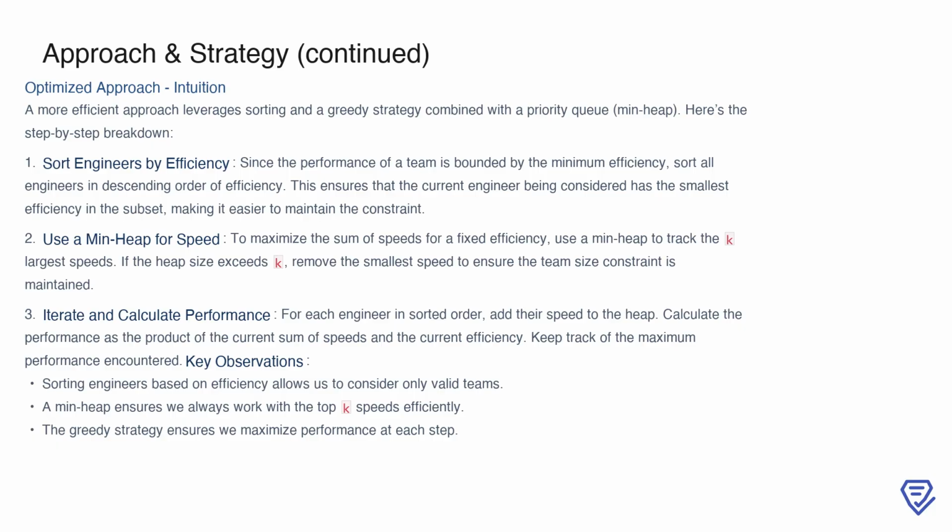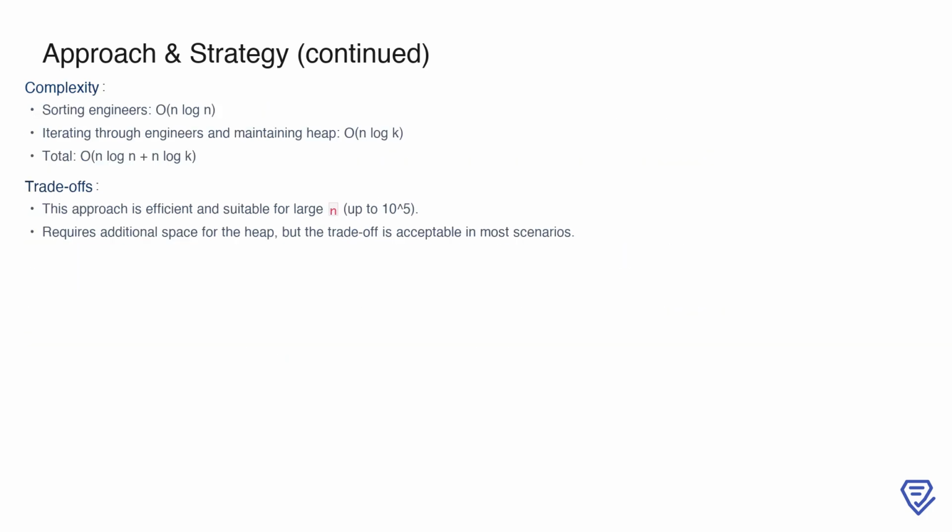This strategy is efficient because sorting simplifies the problem structure, the heap manages the top speeds dynamically, and the greedy method ensures we make the best choice at each step. Now let's analyze the complexity of this approach. Sorting the engineers by their efficiency takes O(n log n). Iterating through the engineers and maintaining the heap has a complexity of O(n log k), where k is the maximum team size. Combining these, the overall complexity is O(n log n + n log k), which is efficient and suitable for large inputs, even when n is as large as 10 to the power of 5.